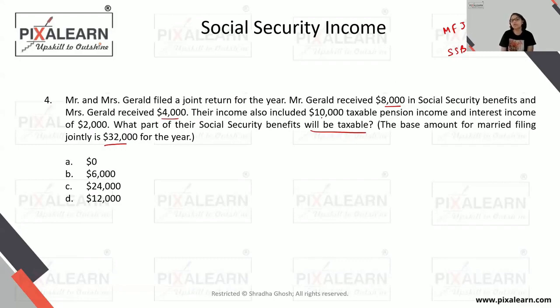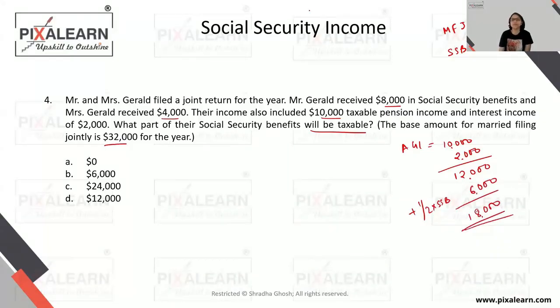Their income also included $10,000 taxable pension and interest income of $2,000. So they do not have any active money from active sources of income. They have only passive income. They have received Social Security. And if you look at their AGI, it is taxable pension of $10,000 and interest income of $2,000. That means I'm looking at the AGI of 12,000, and to that I'm going to add my Social Security benefits. If you look at this, there's no tax exempt income. I'm going to add half of my Social Security benefits, which is $6,000. I'm looking at $18,000. Can you tell me what's the answer now?